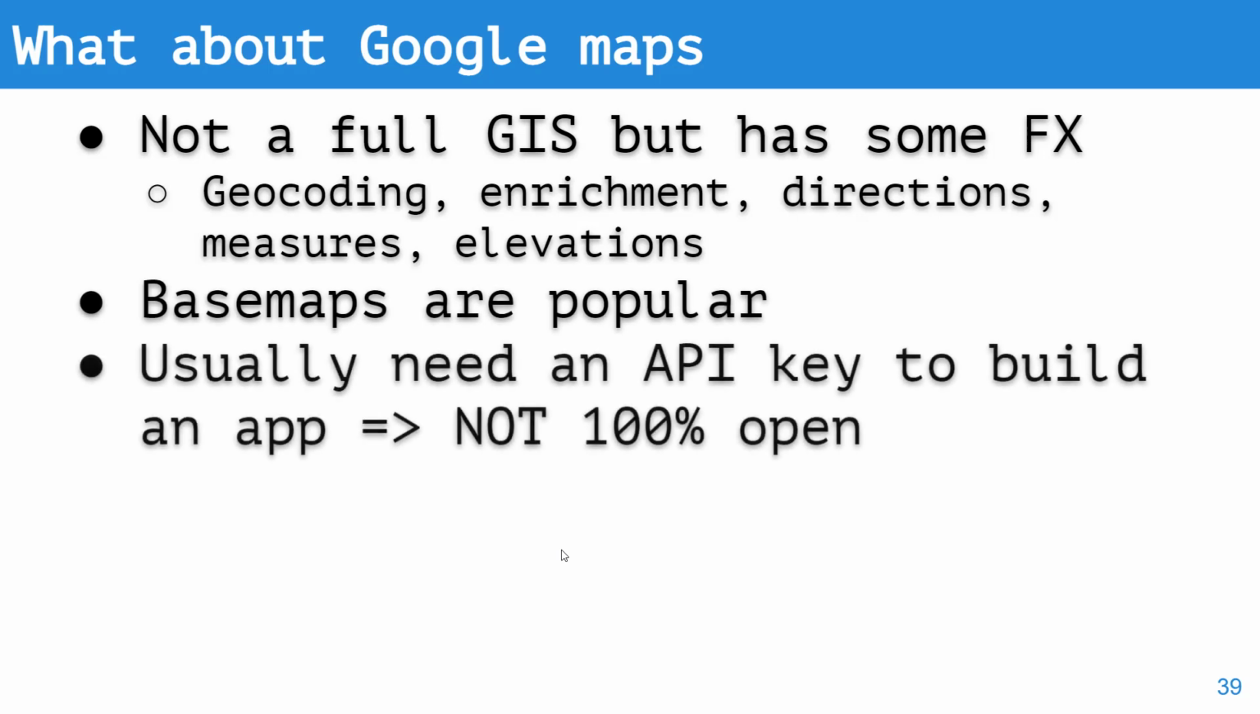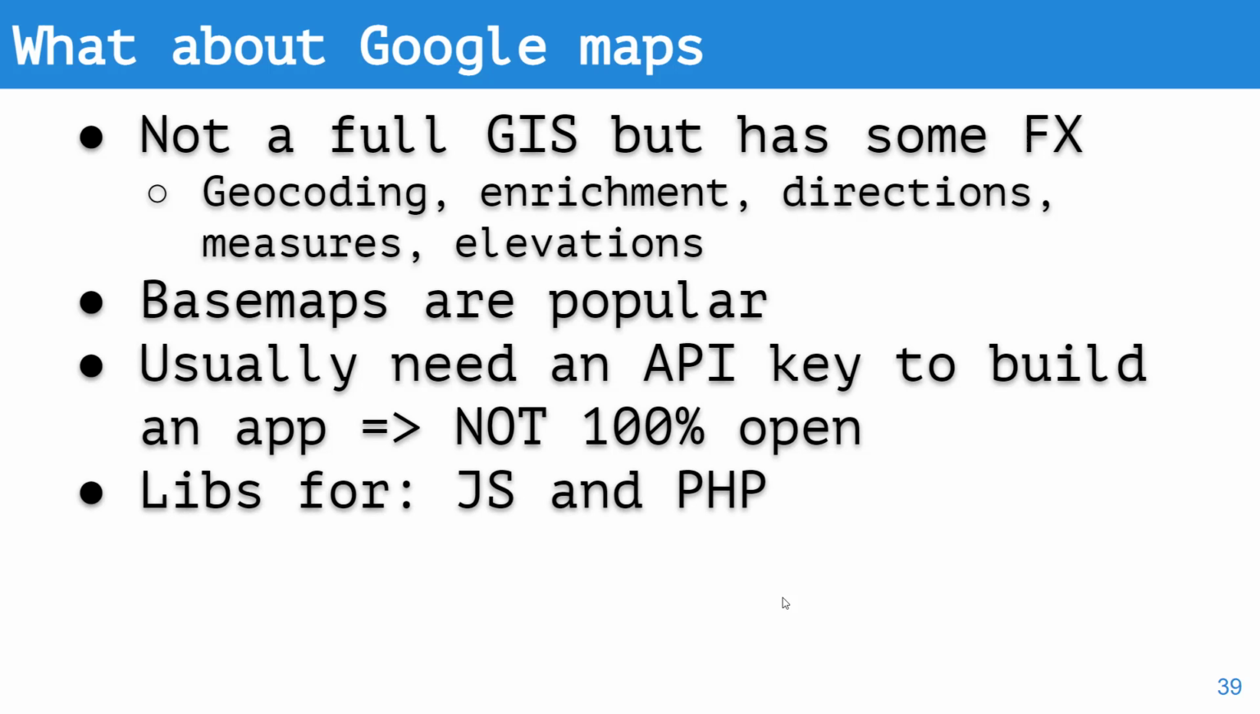Base maps are popular. But you usually need an API key to build an app, so it's not 100% open. There are some things you've got to do. They do have libraries for JS and PHP for working with these backend services for geocoding and enrichment and directions and that. So you've got some basic functionality that might actually be useful to your particular application.